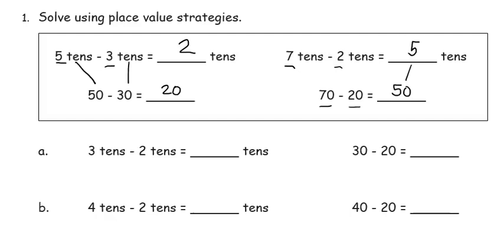A couple more examples down below. I have 3 tens. I'm going to subtract 2 tens. That leaves me with 1 ten. So 30 minus 20 equals 10. 4 tens minus 2 tens leaves me with 2 tens. 40 minus 20 equals 20 because that's the same as 2 tens.